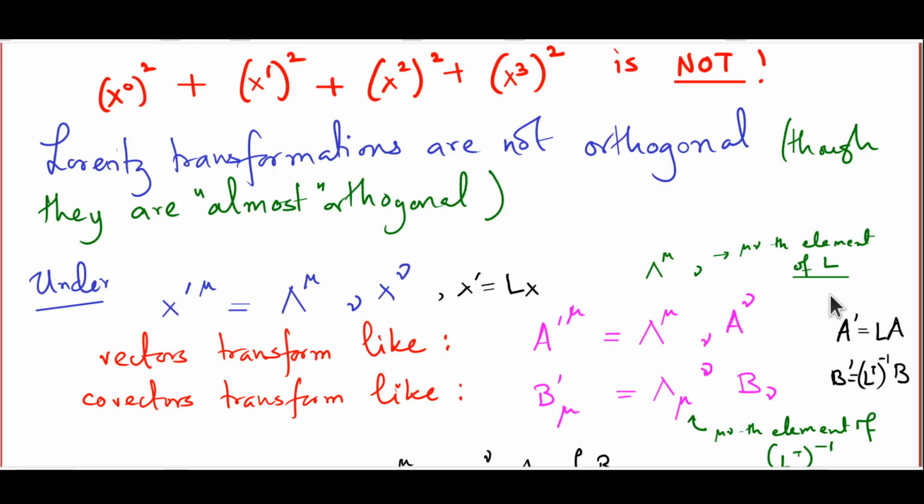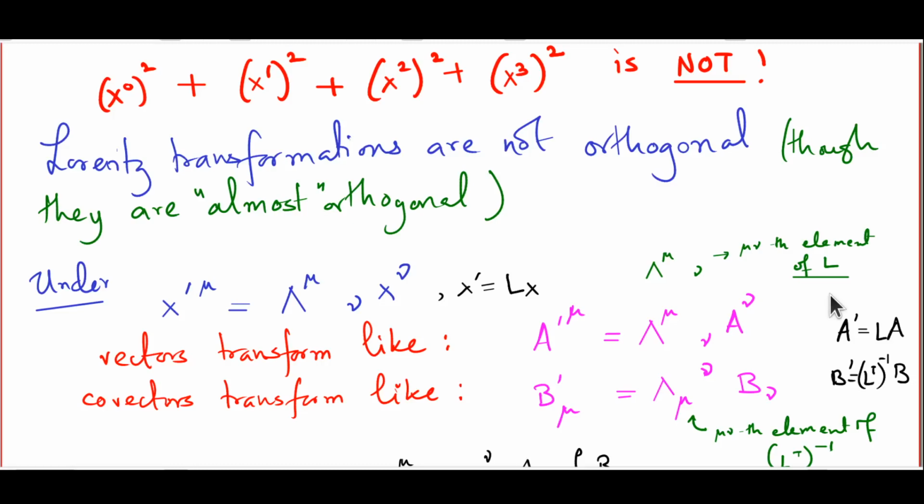Now, under this particular transformation, vectors will transform according to the formula a prime upper mu is lambda mu nu a nu, just the same way as coordinates do. And of course, in the matrix form, you can write this as a prime equals L times a. On the other hand, covectors transform like the following. In the matrix form, B prime is L transpose inverse B. Once again, this particular form comes in because you're writing B as a column vector.